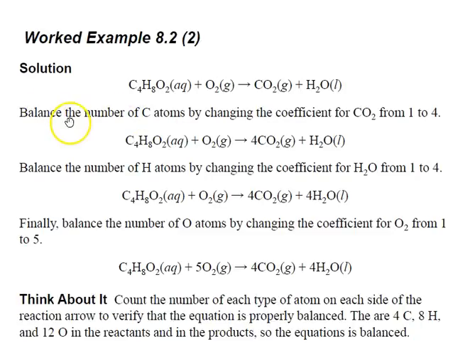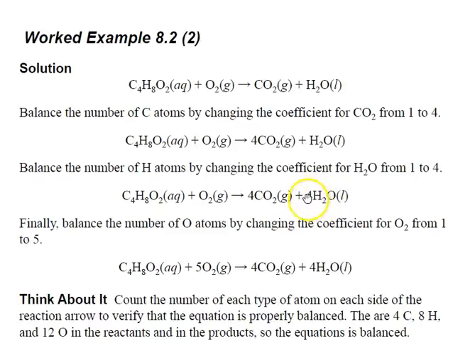Balance the number of carbon atoms by changing the coefficient for carbon dioxide from 1 to 4. So we have 4 carbons in butyric acid. Putting a 4 in front of CO2, we'll put 4 carbons on the reactant side, 4 carbons on the product side. Then we can balance the number of hydrogen atoms by changing the coefficient in front of water from 1 to 4. So we put a 4 in front, and that will be this equation line here.